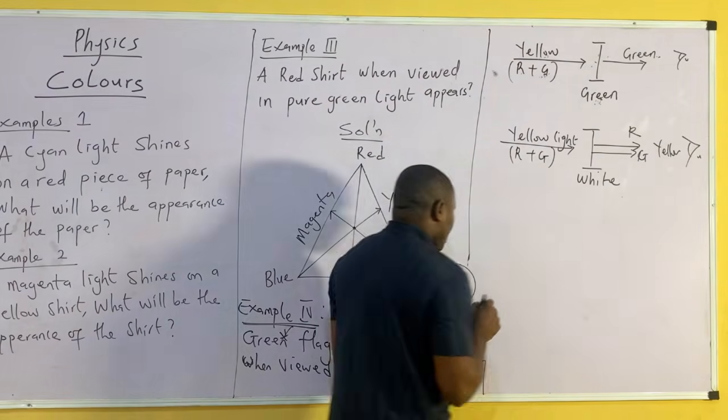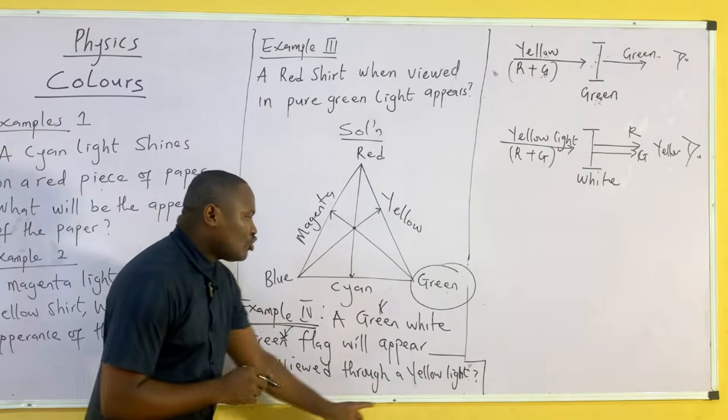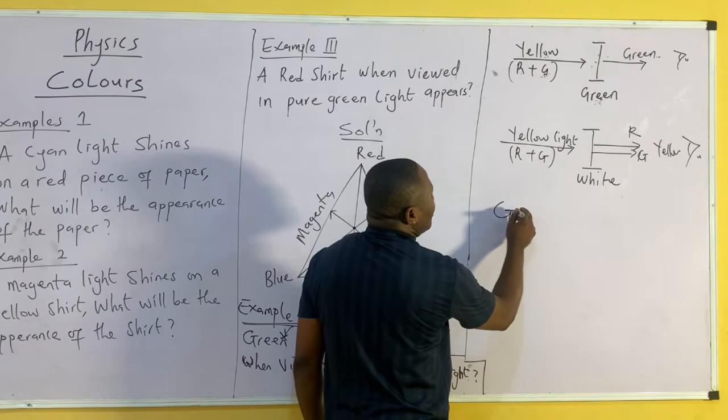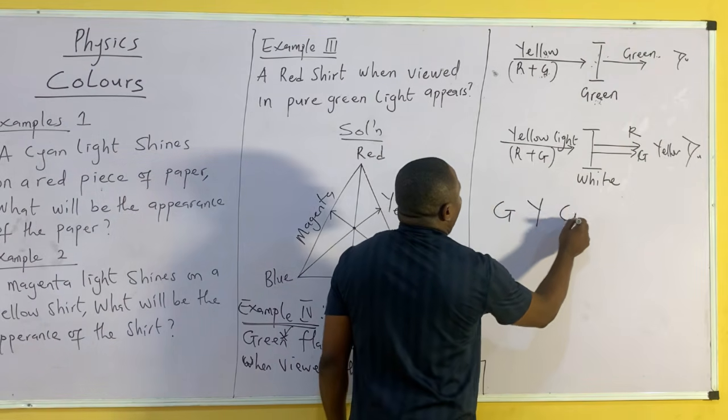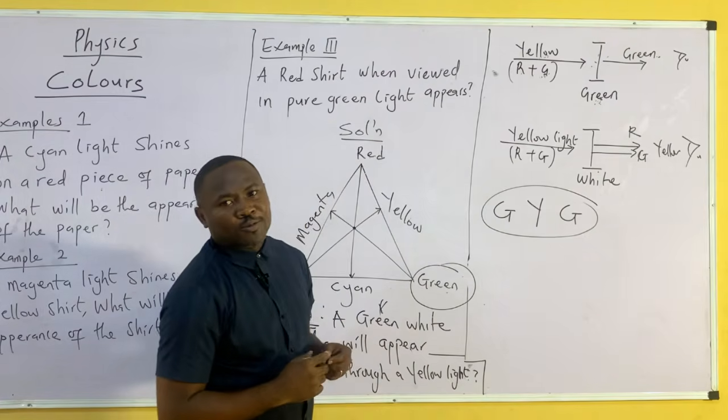Hence, what will the observer now see? If a green, white, green flag is viewed through yellow light, it will be green, yellow, and green. That's how it will reflect.